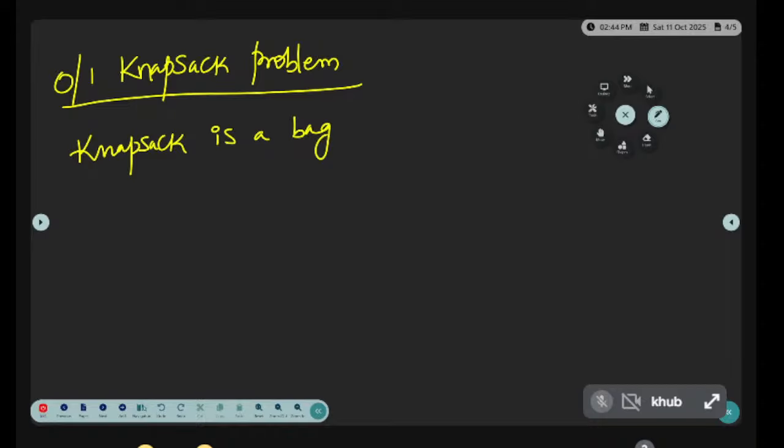See, knapsack is a bag. Assume that knapsack contains a bag. So the main aim of this problem is that you have one bag and the bag capacity is defined. That is like your bag you have now. The bag capacity is normally specified in the description while you are purchasing this bag, like 18 liters, 6 liters, 5 liters bag it is.